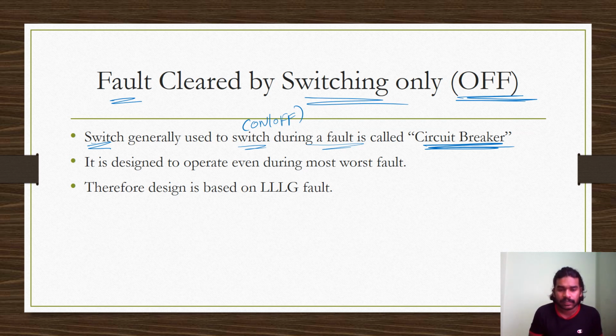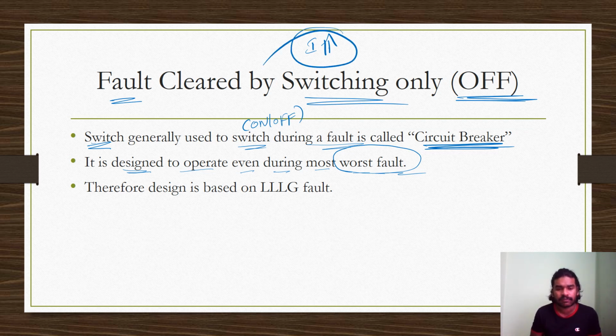The circuit breaker is usually designed to operate even during the worst fault condition. Worst fault condition means, as we are only discussing symmetrical shunt faults, in shunt faults the current value will increase. So we will design for the worst fault, meaning the highest possible value of current. In which fault do you get this highest current? LLLG fault, isn't it? It is the most severe fault. Therefore, the design of circuit breakers is based on the LLLG fault, and this is a very important question for your exam.